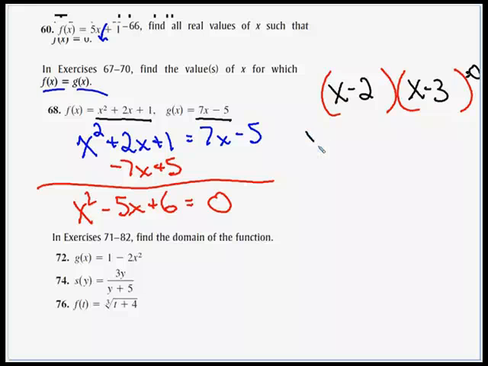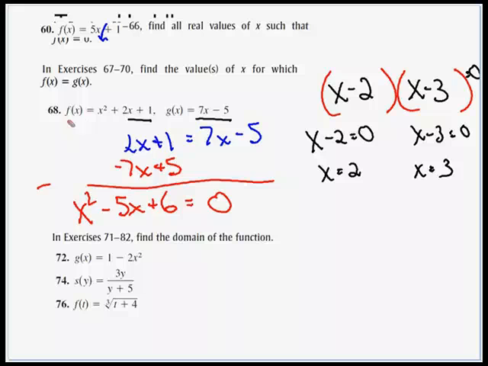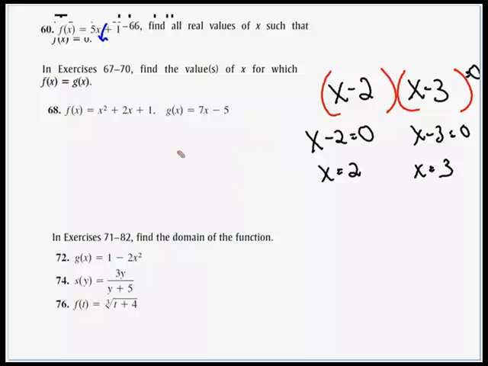And this is equal to 0. So we set the first factor equal to 0, and we get x is 2. And we set the second factor equal to 0, and we get x is 3. Those are the two x values that will set those two functions, f of x and g of x, equal to each other.